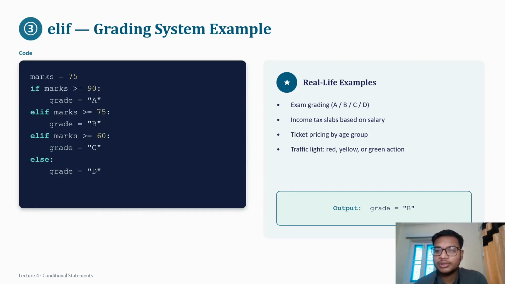Let's take some real life examples, like the exam grading system A, B, C, D, income tax slab based on salary, and ticket pricing by age group, traffic light red, yellow, or green action. So let's make one more code.